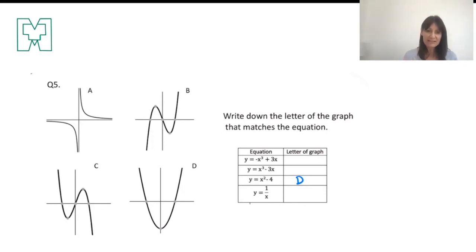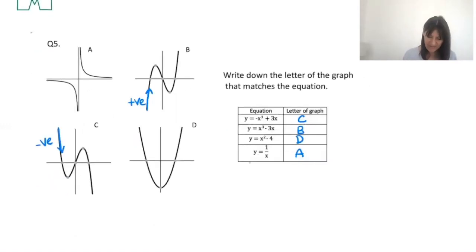Okay. Now, the next things that I'm looking at are my cubics. I know that a cubic that starts with an up direction is positive, and I know a cubic that starts on a downward movement is negative. So now I'm going to look for my positive and my negatives. My negative x cubed is right at the top, so that's my C, which means my other is B. And then that just leaves A as my reciprocal graph going in there. All right, so hopefully that went well.